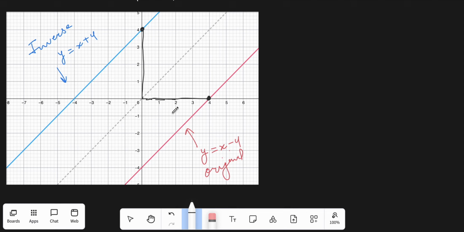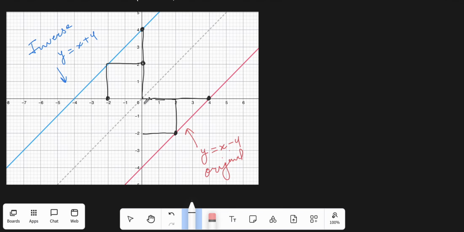Let's say at x is equal to 2. At x is equal to 2, our original function gives us -2. So at x is equal to -2, our inverse function should give us 2. As we can see, at x is equal to -2, our inverse function gives us 2.